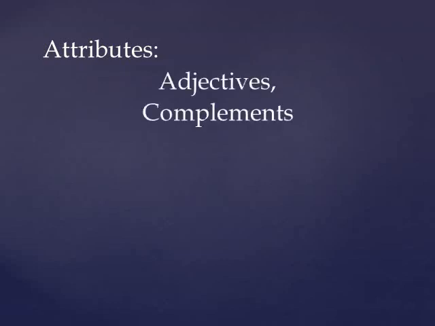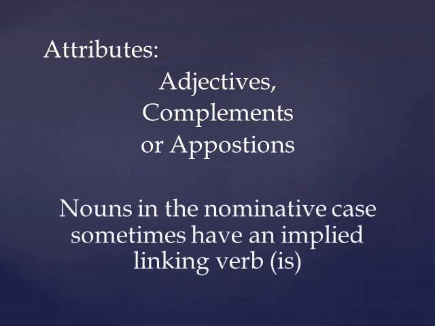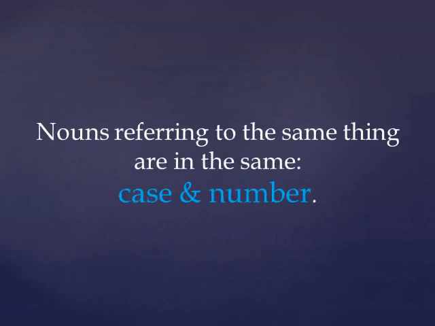Okay, so what have we learnt in this tutorial? Well, there are different ways we can add attributes to a noun, and that is with an adjective, a complement, or an attribute in apposition. And we've seen that like apposition, nouns in the nominative case are sometimes connected by an implied linking verb. And that, my friends, is what we mean when we say that nouns referring to the same thing will be in the same case and number.